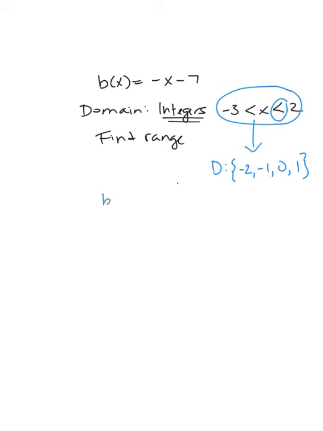So that's our domain, and so what we do is just plug them each into the function. So we're going to find b of negative 2, and we're going to find b of negative 1, and b of 0, and b of 1.